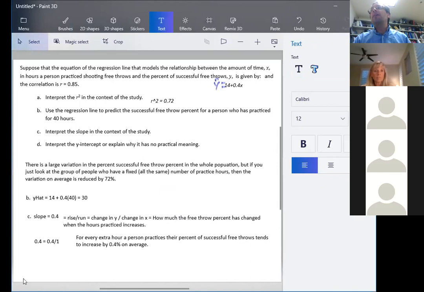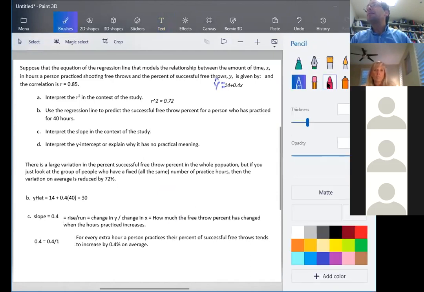Okay, so I want to underline a few important words. So let's see how I do this. Brushes, I guess I can do. So one biggie is "tends to." Okay. Another is "on average."